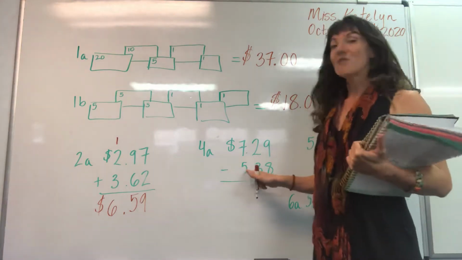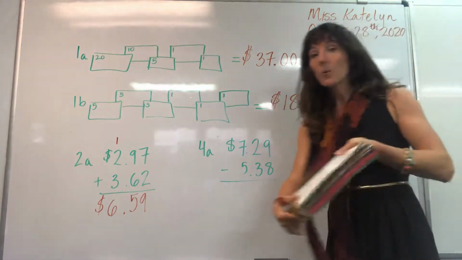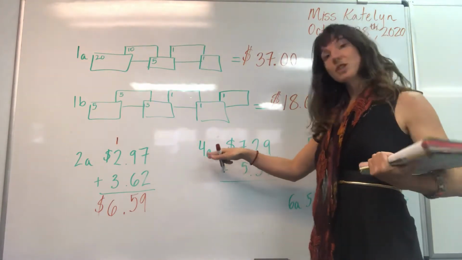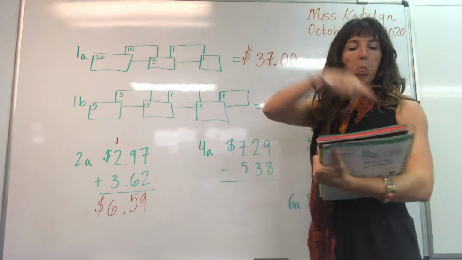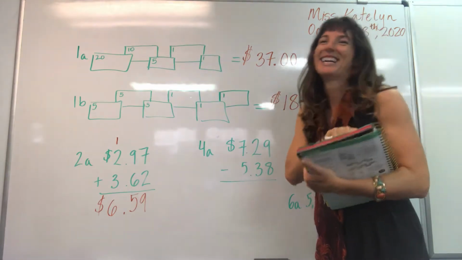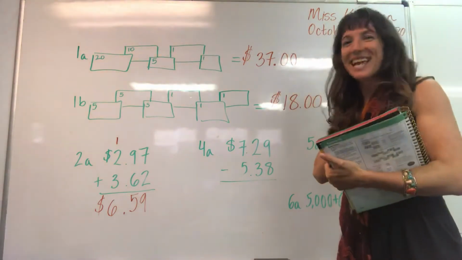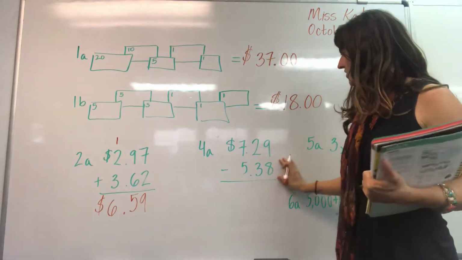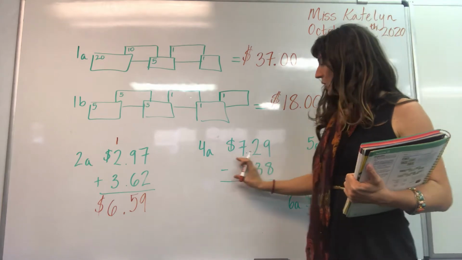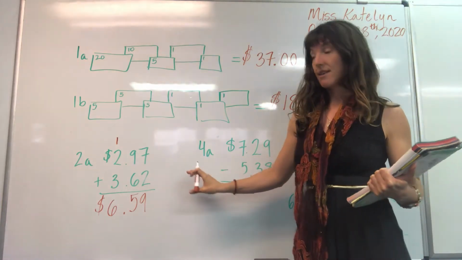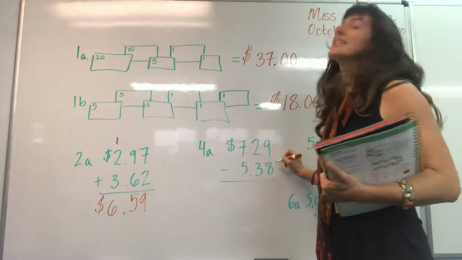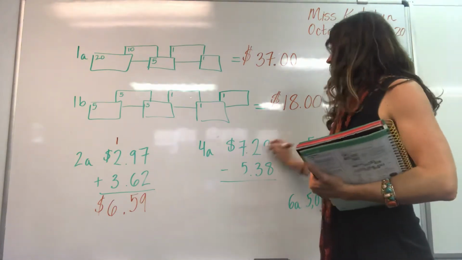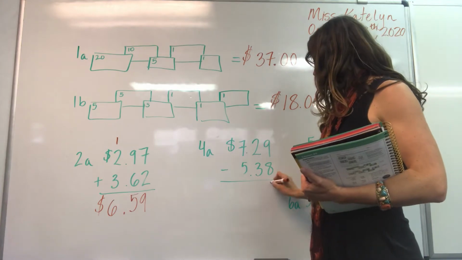Okay, here we go. $7.29 minus $5.39. So I'm turning the page to the back side. I'm now in section 4. So turn the page, put your finger on 4A. There it is. Now we're going to subtract. We start in the ones place and move over this way. 9 minus 8 can be done because the top number's bigger than the bottom one. 9 minus 8 is 1.